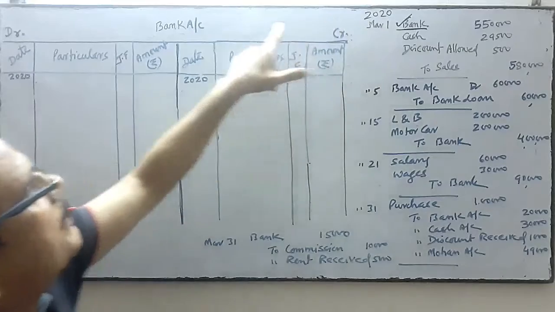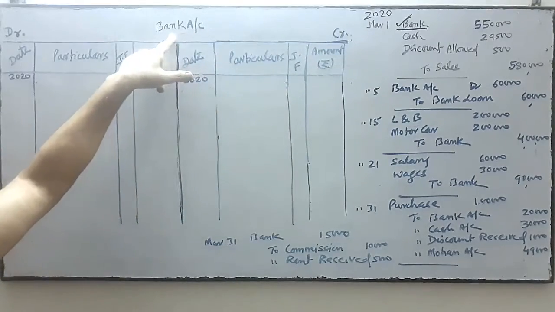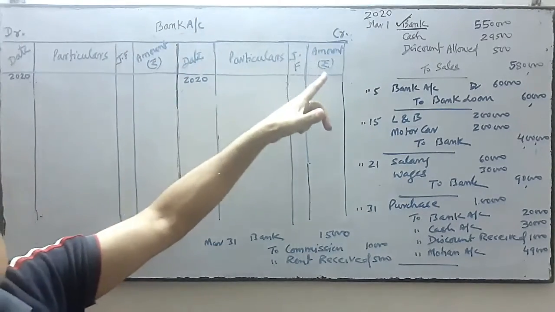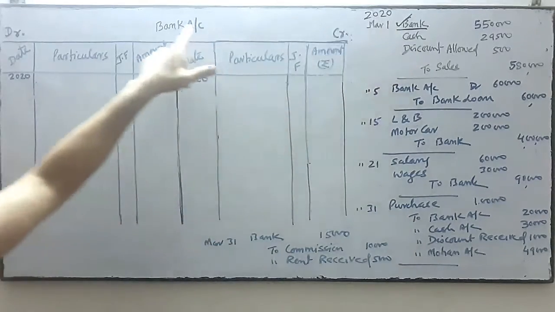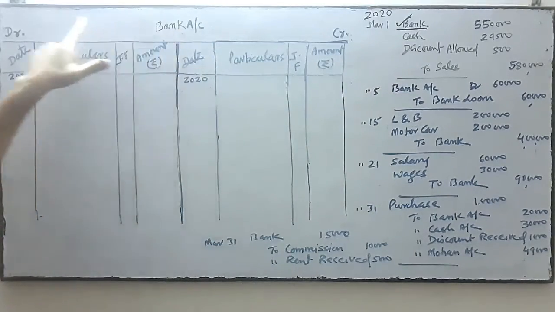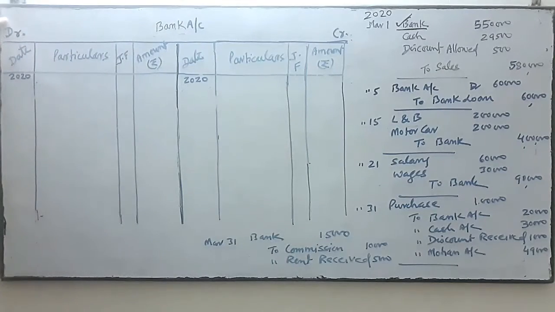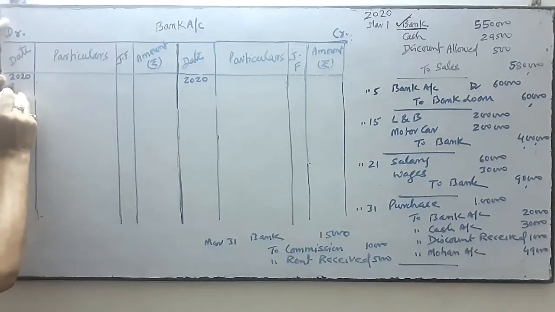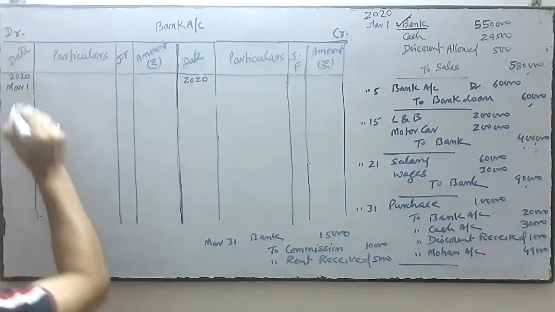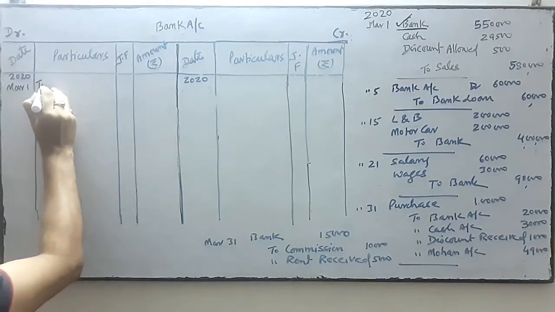Which account am I going to operate? I am going to operate the bank account, so my entire focus will be on bank. Bank is on debit in this transaction, so in the bank ledger we will post on the debit side. First we will write the year and month, March 1st. Now here in the debit side we start with "To".